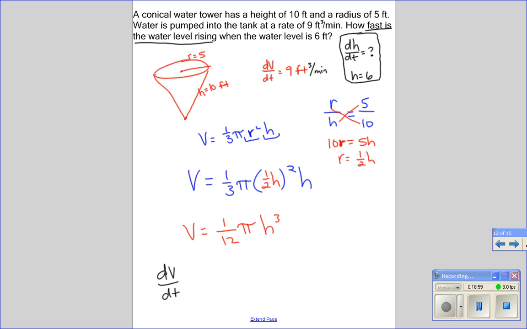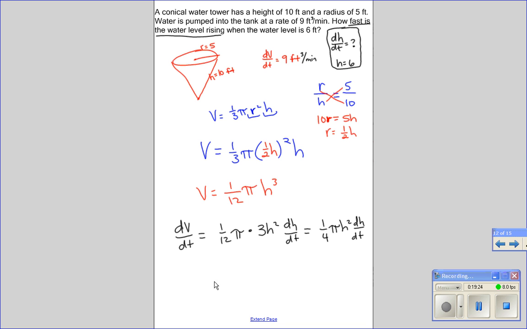dV/dt equals 1/12 pi times 3h squared. I took the derivative of h, so dH/dt. Let me clean that up a bit: 1/4 pi h squared dH/dt. Remember the steps. Determine what you know. We know dV/dt because it says the water is being pumped in at 9. Determine what you know. 1/4 pi h squared. What did it tell us about h? h squared dH/dt, and that's what you're solving for, the dH/dt there.